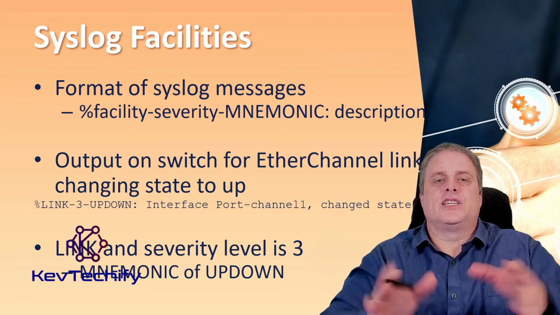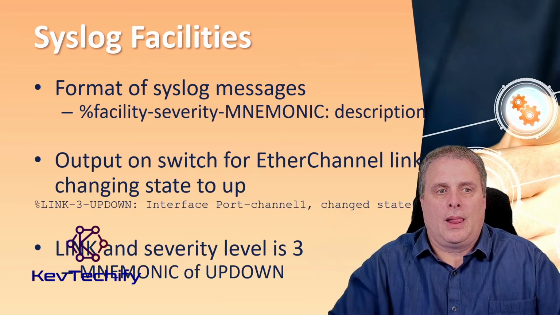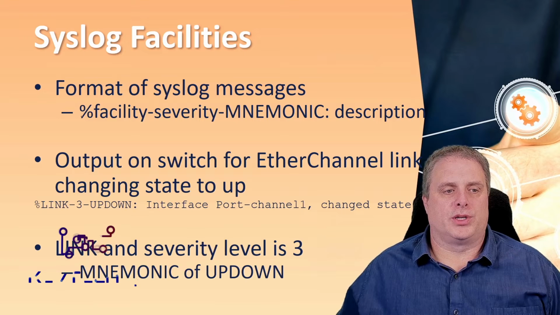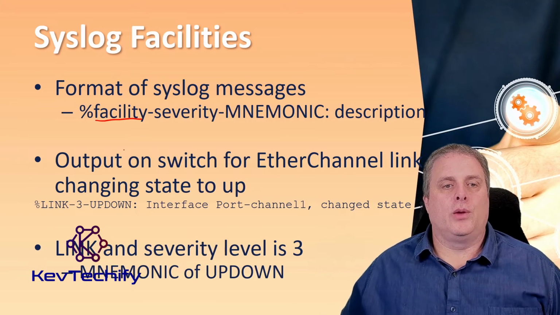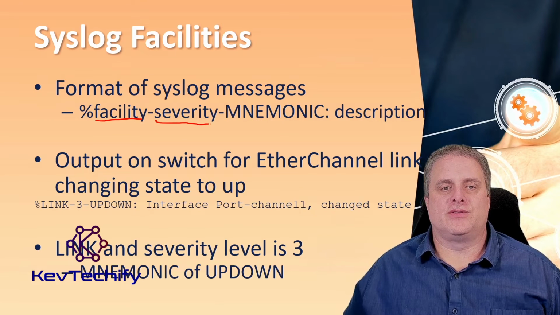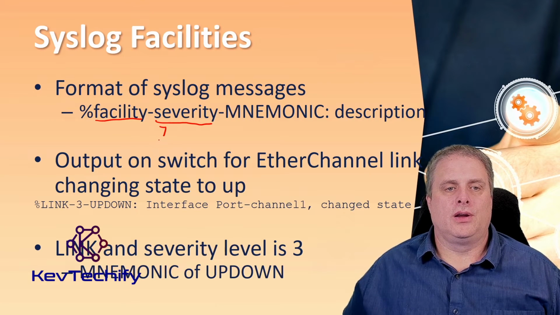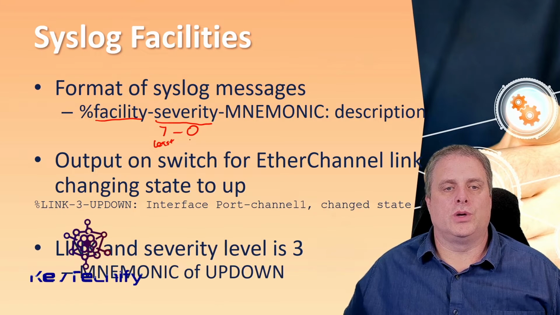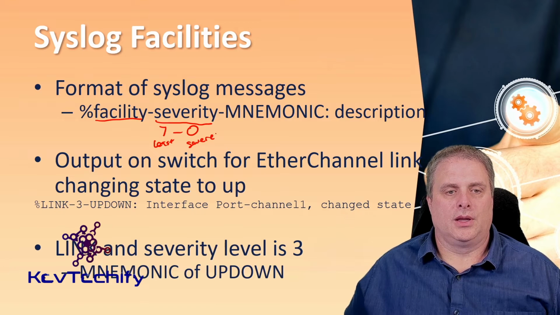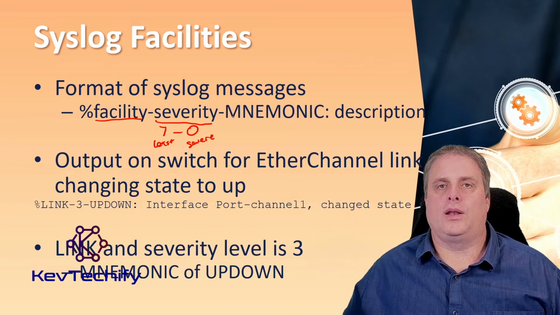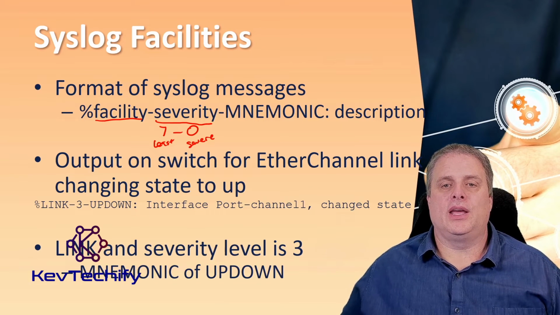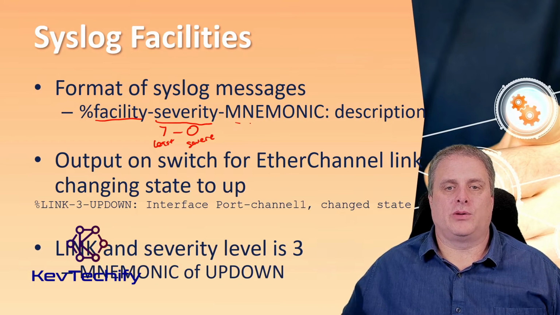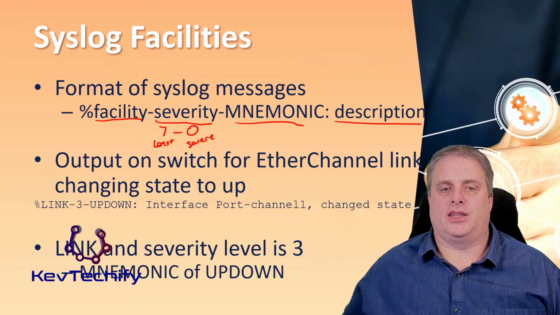The format of Syslog messages for Cisco devices are, we start off with a % sign. Then we have the facility. Which grouping does it belong to? Then we have the severity. Once again, the severity goes from 7, which is the least, to 0, which is the most severe. Then we have the mnemonic. What happened? Did a port go up or down or something like that? And then we have a description at the end.